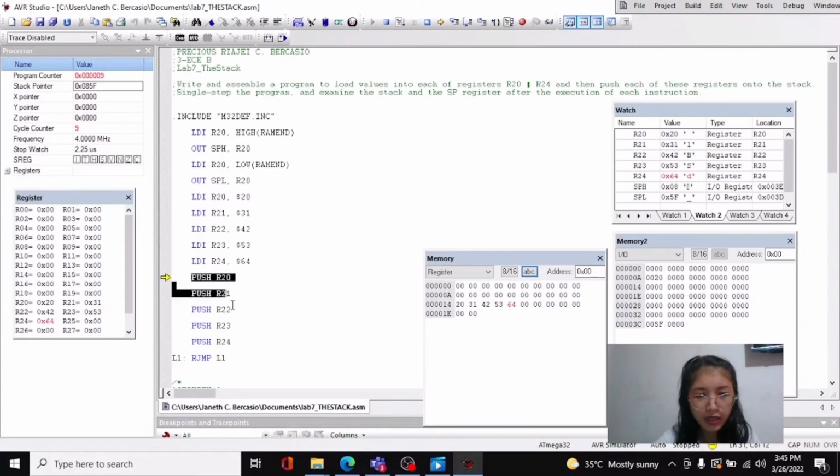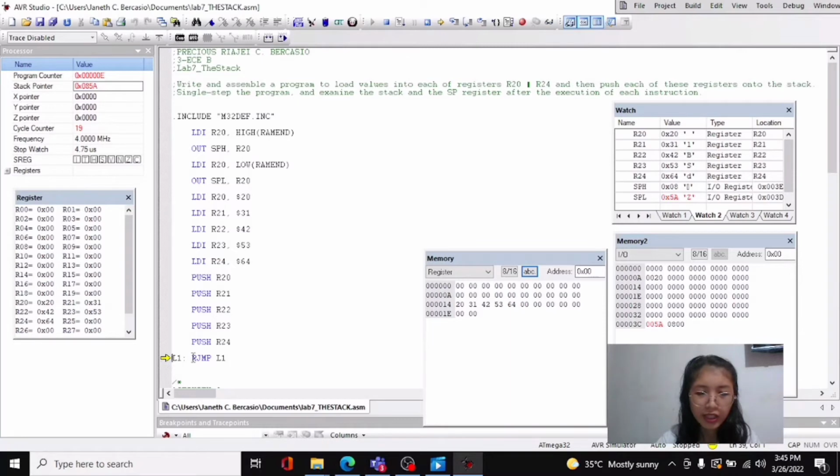For the following lines, the instruction used is push. When we are pushing a register, it means that we are getting its value to be stored on the stack, and the SP register changes. For this instruction, push R20, from 5F it became 5E. Then we push R21, so from 5E our low RAMEND became 5D. And then pushing R22, we have 5C. Then pushing R23, we have 5B. And then pushing R24, we have 5A.